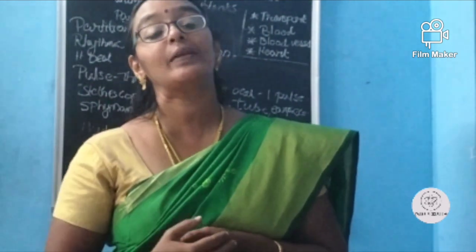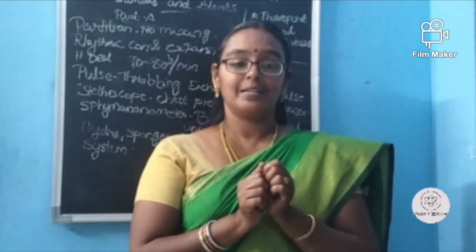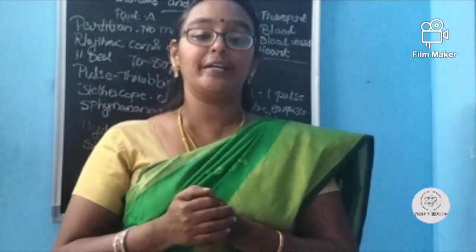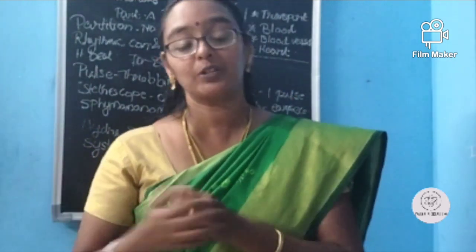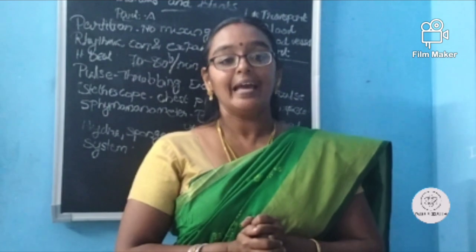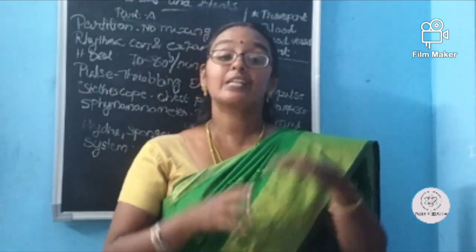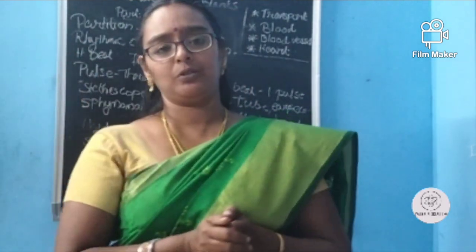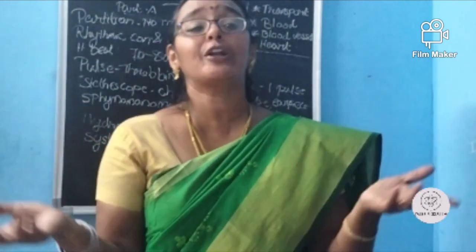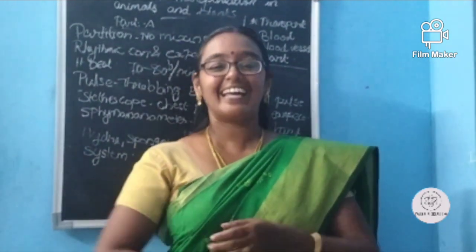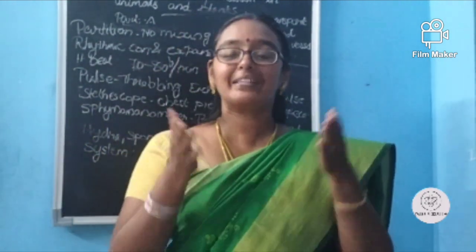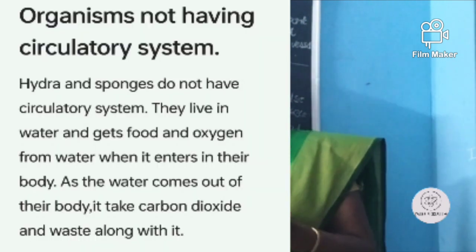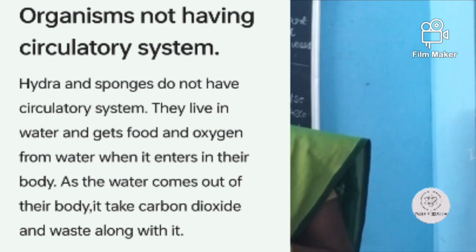But in Hydra as well as in sponges, they live in water and they will engulf water. When the water is moving inside the body, oxygen as well as food will be supplied through water and it will reach the cells. And the waste materials as well as carbon dioxide will be diffused back to water and this water will be expelled out. So there is no need of any helping organ for that. They will do their work by themselves with the help of water. So no circulatory system in the case of Hydra as well as sponges. It may be asked in your question paper.